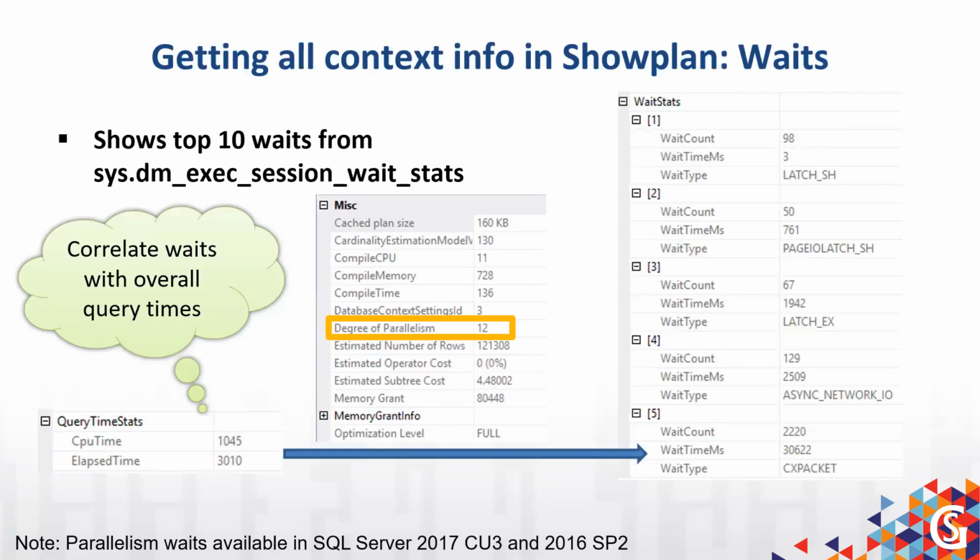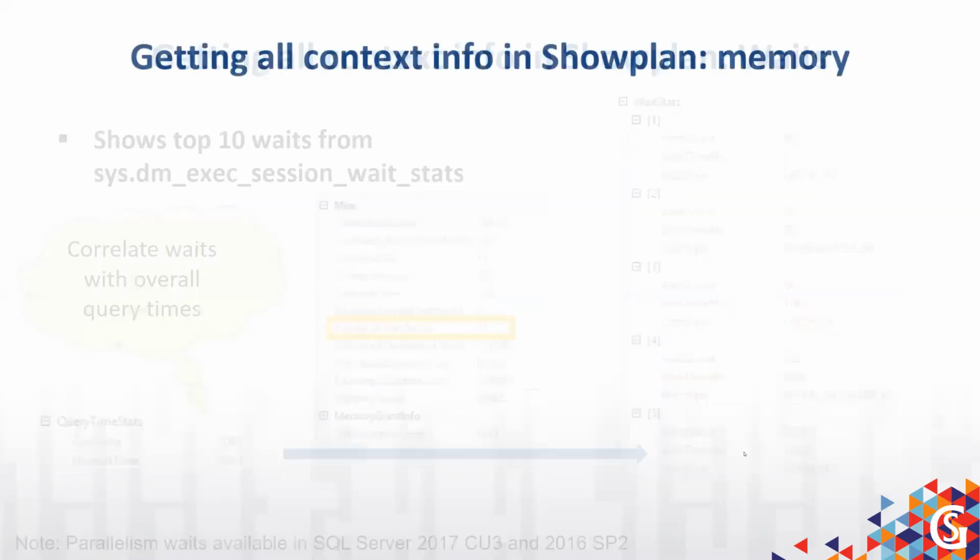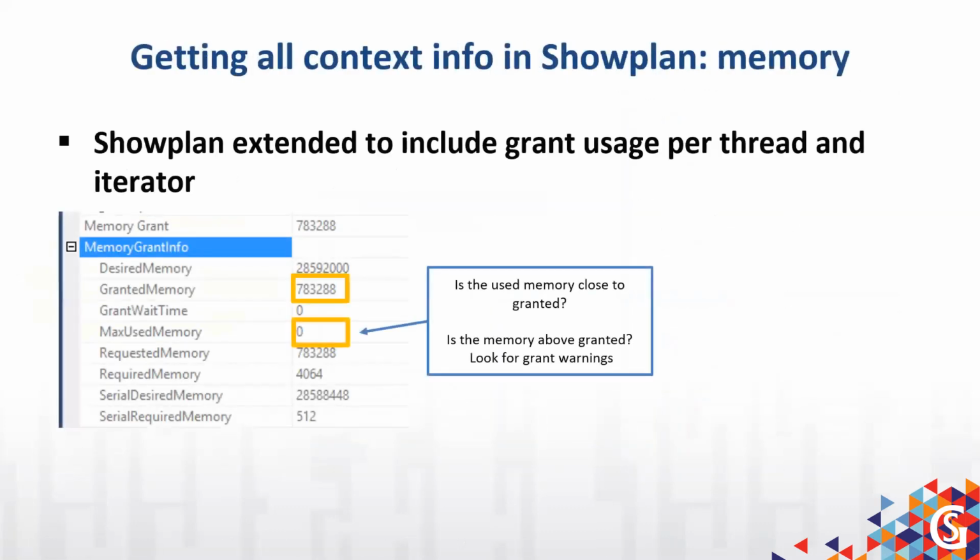So by the way, the parallelism weights are only available in the versions that you see there. In previous builds of 17 and 2016, we don't have specifically the parallelism weights available in show plan. Okay, and continuing on context.